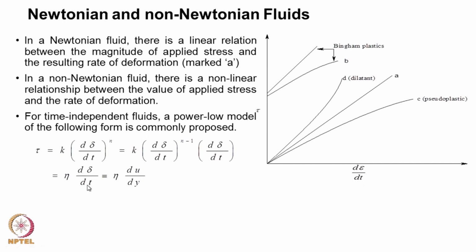The remaining term is d/dt of delta, which is related to strain, du/dy, the velocity strain. In general, for a Newtonian fluid we write tau equal to mu into ∂u/∂y or du/dy. For a non-Newtonian fluid also we would like to have a similar expression, and that is written here as eta into du/dy. The difference here is that eta is the apparent viscosity, while mu is the other viscosity.